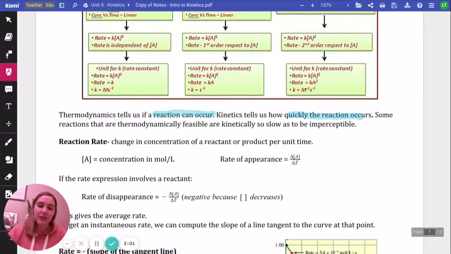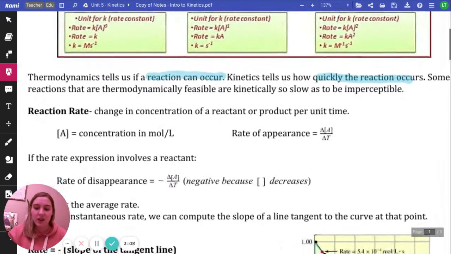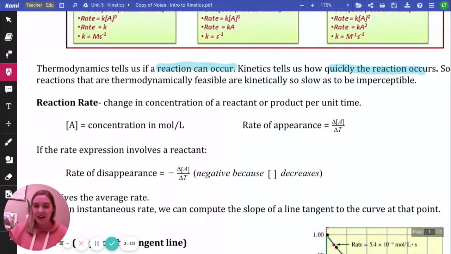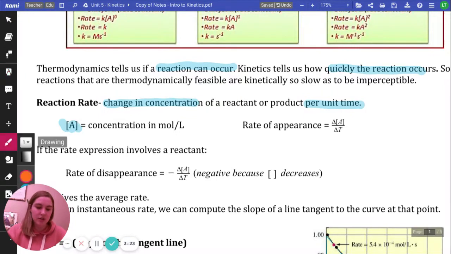So with kinetics, what we're really going to be focusing on is rate of reaction. So how fast is our reaction? Let's start by defining that. A reaction rate is the change in concentration of a reactant or product per unit time. Okay, so it is concentration, which is kind of our amount there.